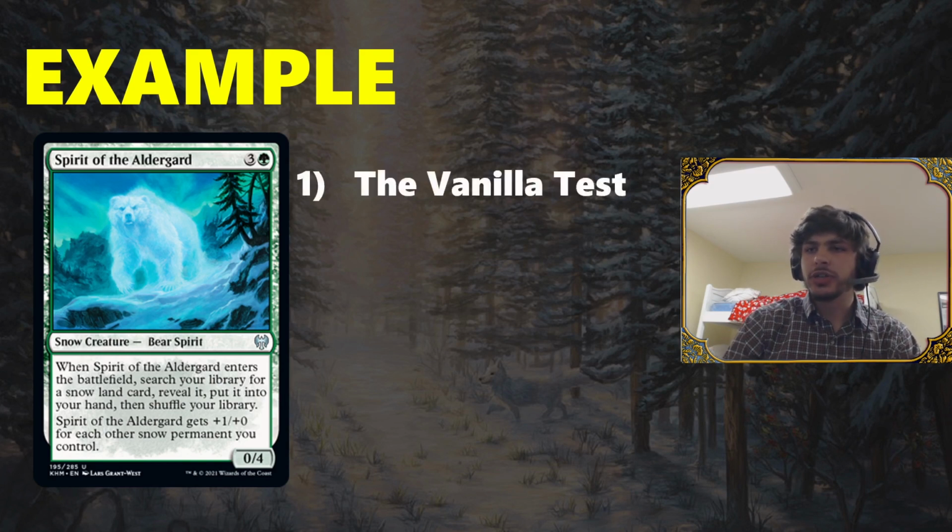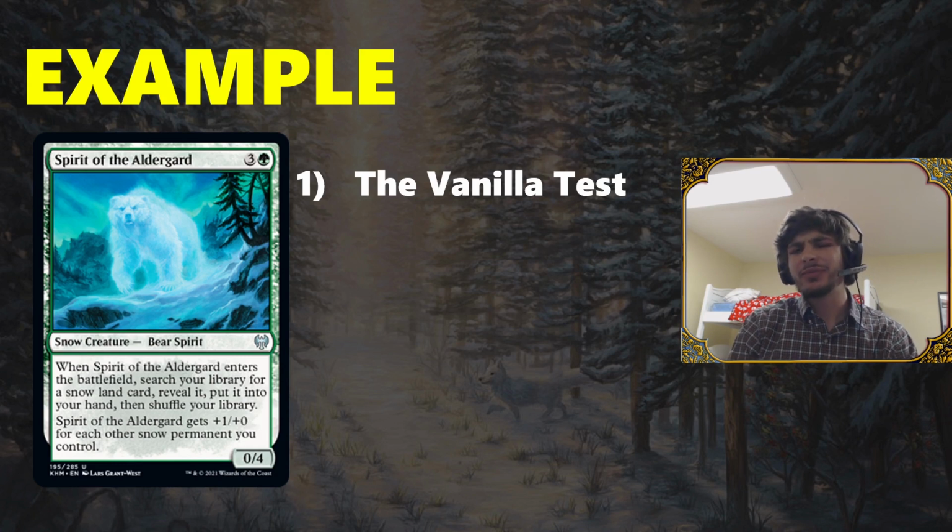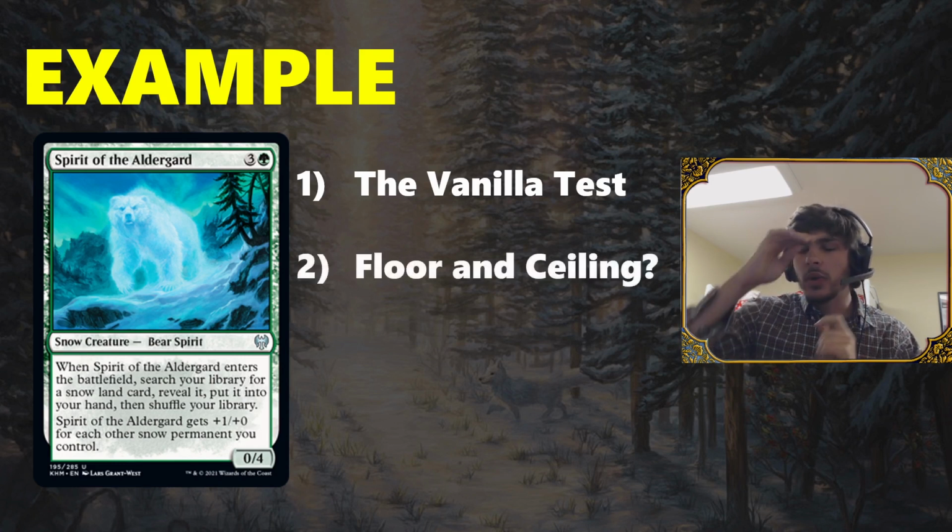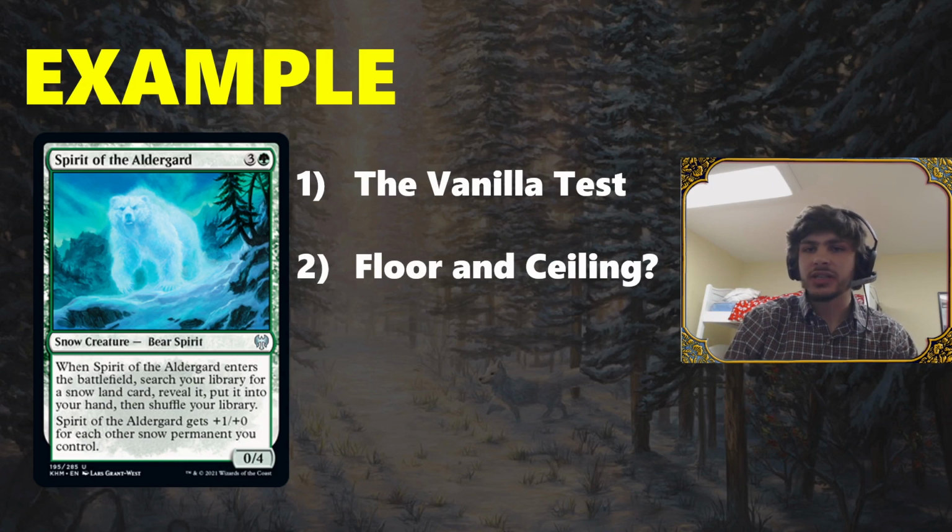First of all, we're going to use the vanilla test. Is 4 mana for a 0/4 going to be a good card in your deck? The answer, no. A 4 mana 0/4 would not be good, so the text box has to be relevant for this card to be good. What is the floor and the ceiling? Well, obviously, as we just discussed, the floor is a 4 mana 0/4, which is not good. What is the ceiling? Well, if you have a snow deck where you have snow lands and other snow creatures, you could easily be looking at a 4 mana 5/4, 4 mana 6/4, sometimes maybe even a 4 mana 7/4 in the late game when you have a bunch of your snow lands in play and some other snow creatures.